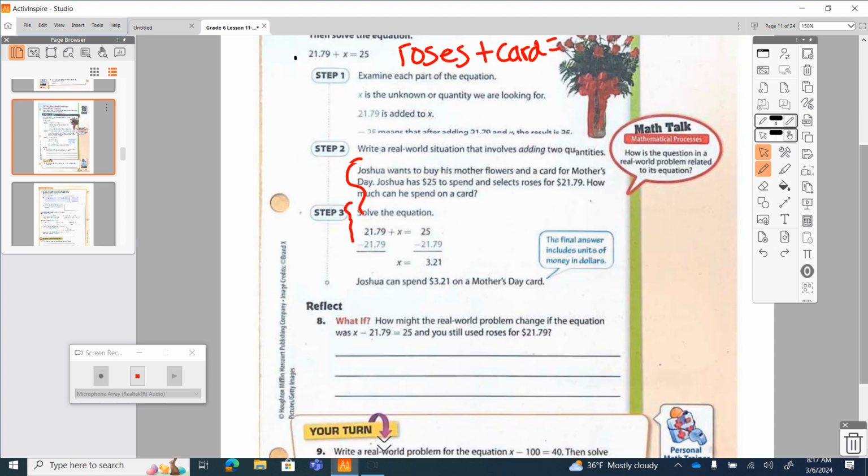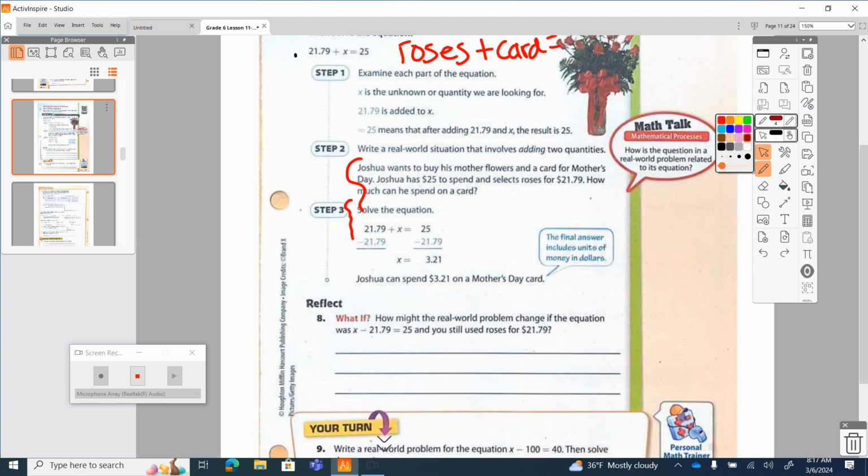So to get rid of it, you're gonna subtract, and when you do this subtraction with regrouping, you're gonna get $3.21, okay?